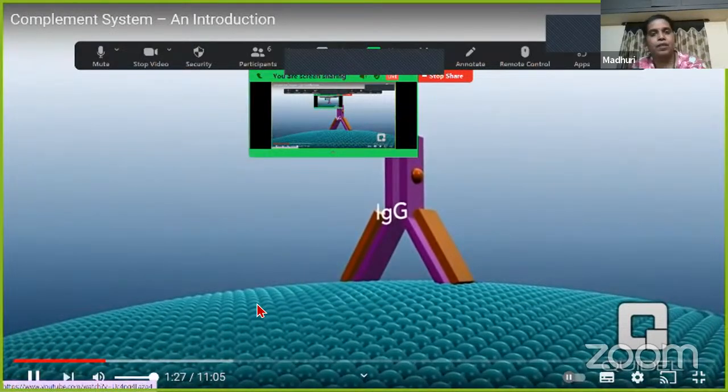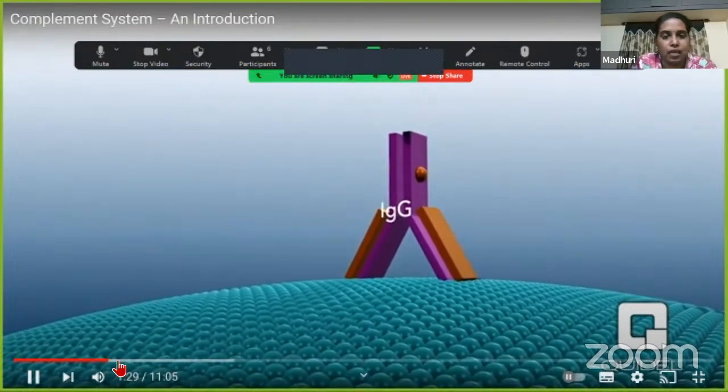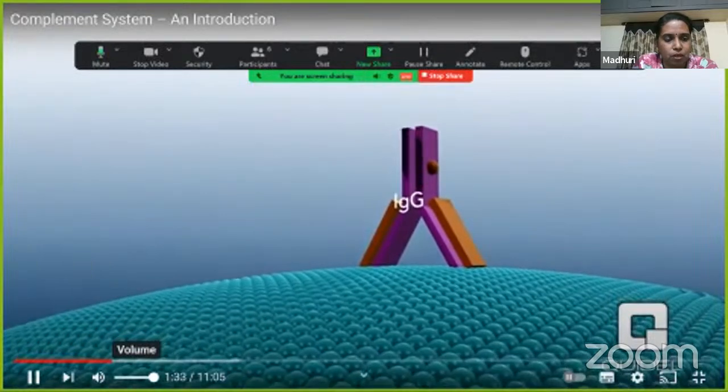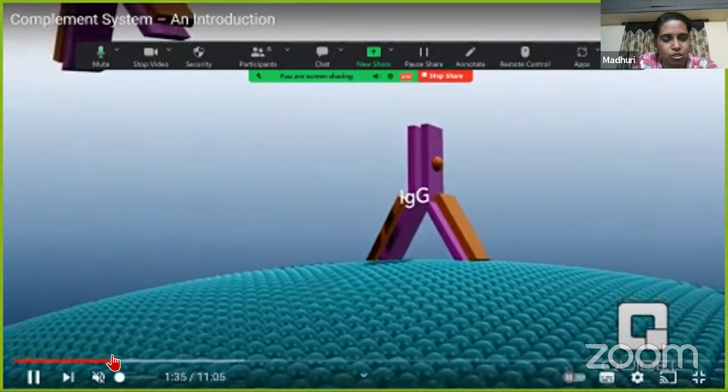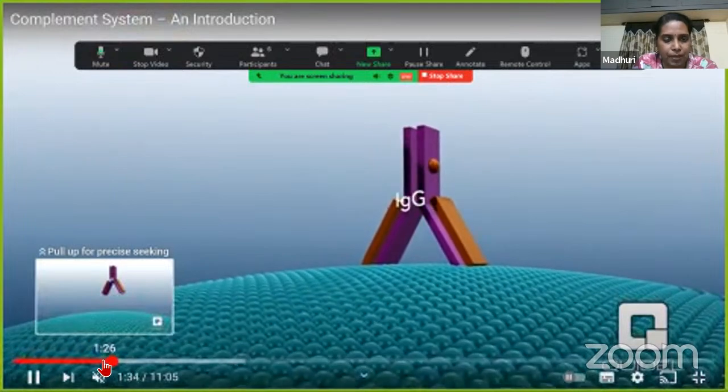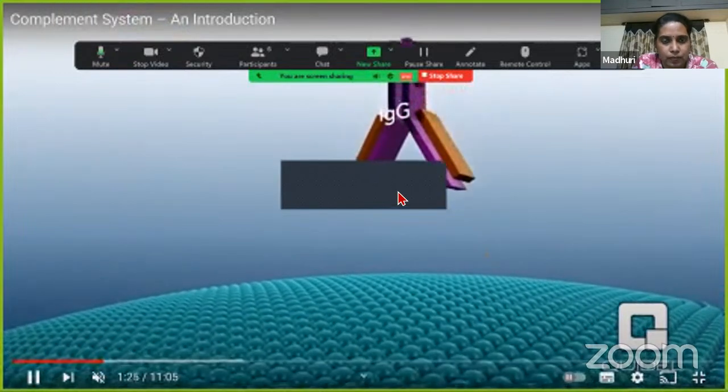Activate the classical pathway. Now this is the complement pathway, which I want to show. This is a small video which gives you clarity about how it is going to happen, right?